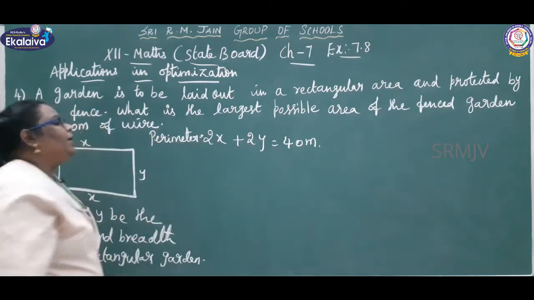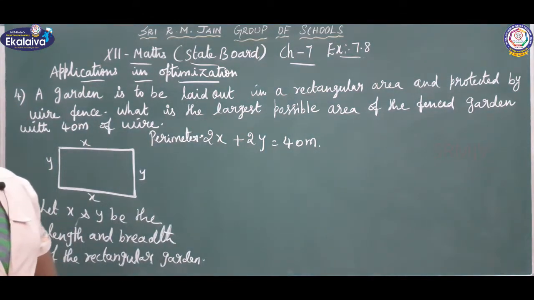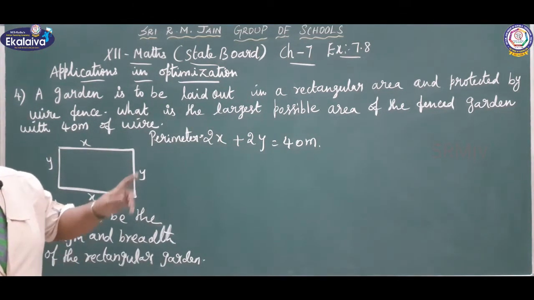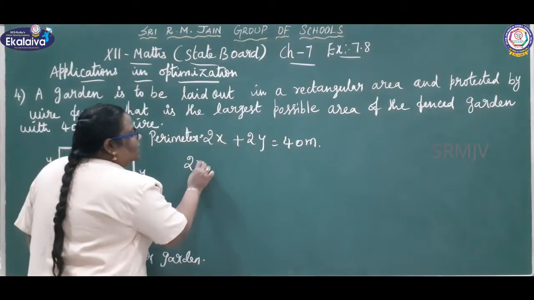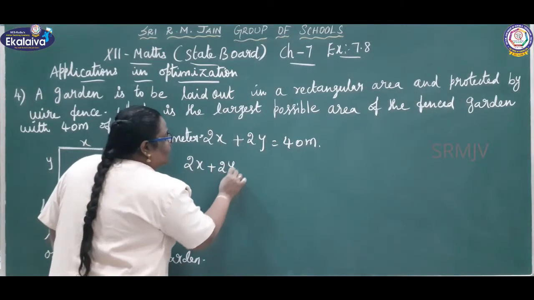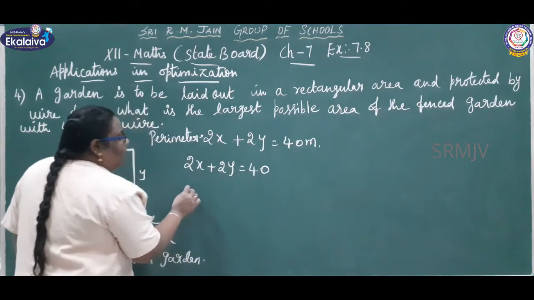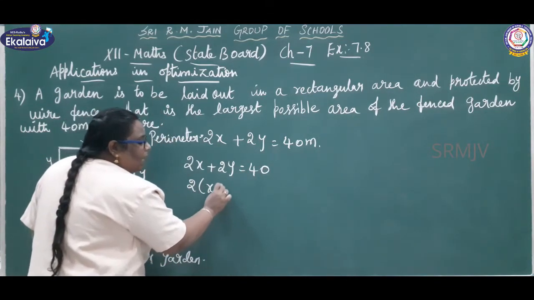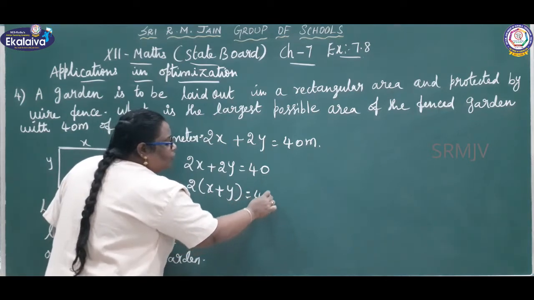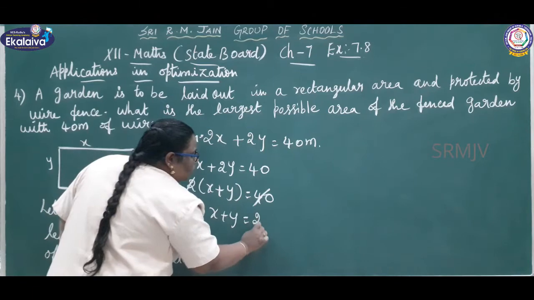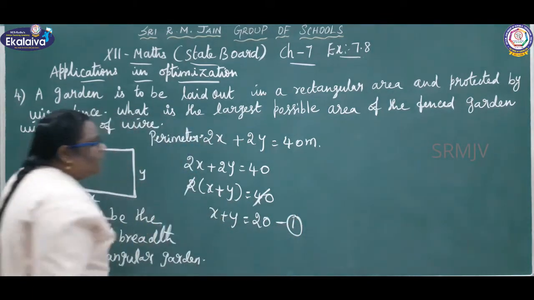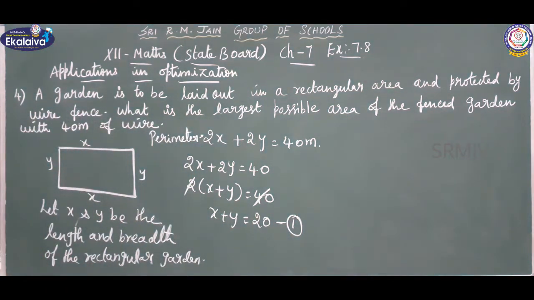Perimeter equal to the fencing, 2x plus 2y equal to 40 meter. 2 you can take out. x plus y equal to 20. You can take it as equation 1. x plus y equal to 20.